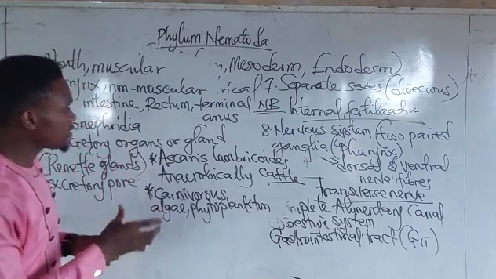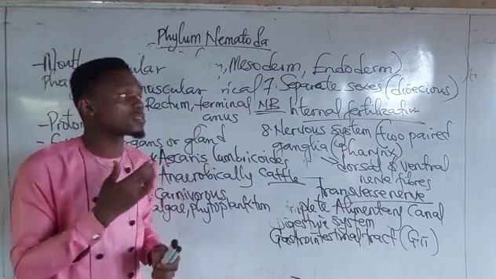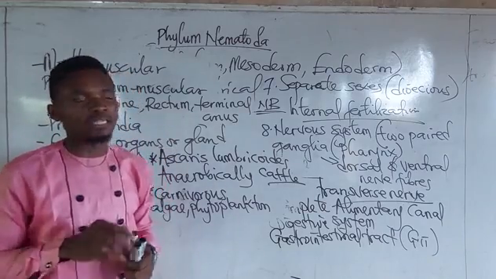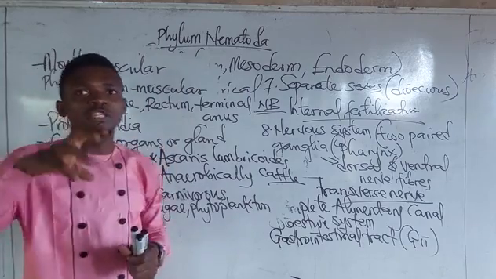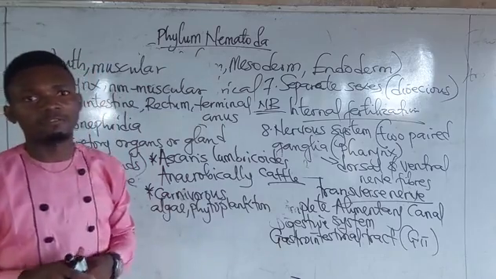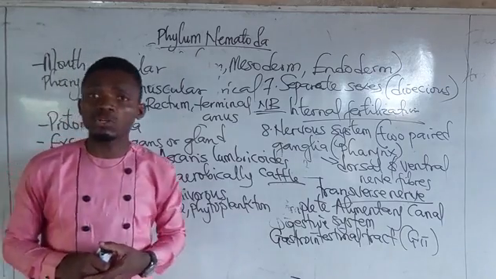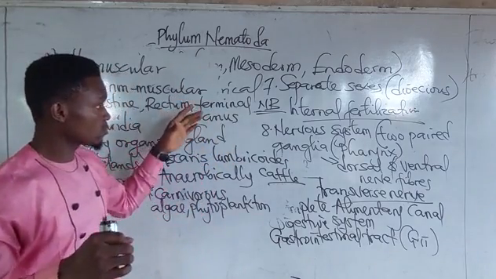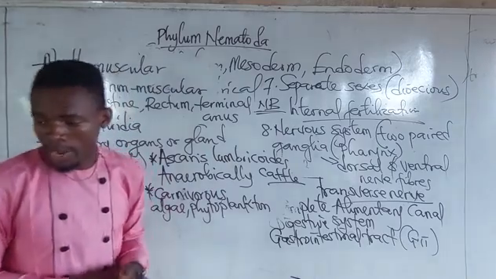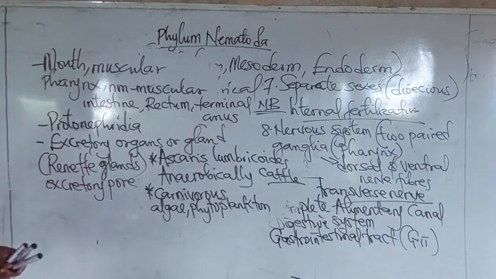Carnivorous. Okay. Please, they use their muscular pharynx to feed. All right. They use their muscular pharynx to feed from the host in which they are found. All right. So these are the general features of these organisms. All right. General features of phylum Nematoda. Is there another?